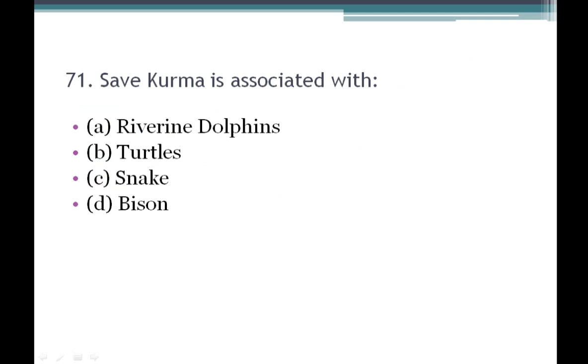Question number 71. Save Kurma is associated with option A. Riverine dolphins. Option B. Turtles. Option C. Snake. Or option D. Bison. It's option B. Turtles.